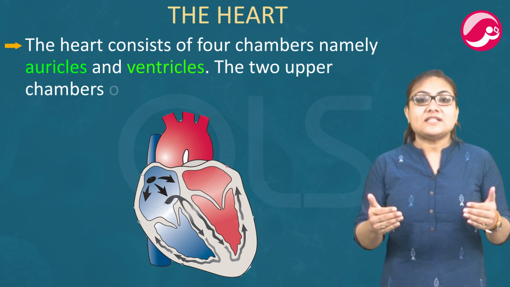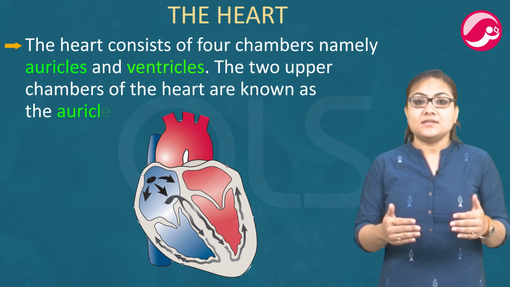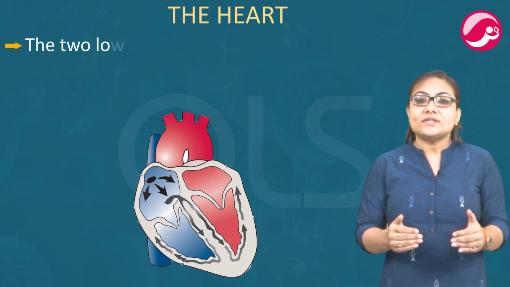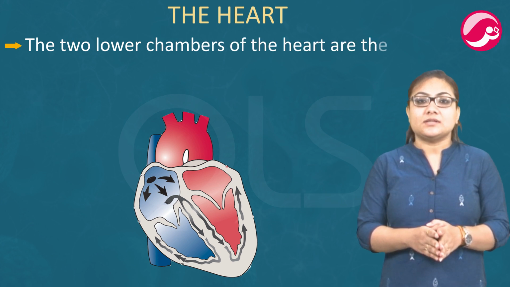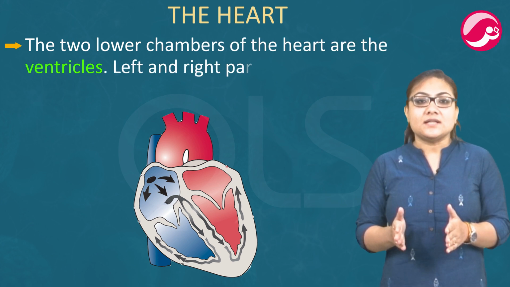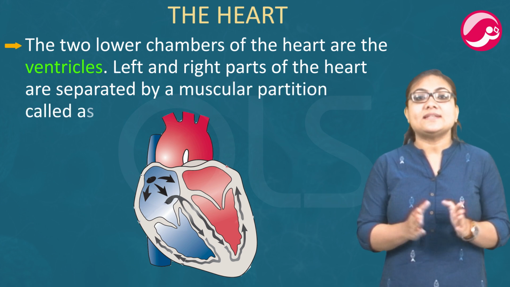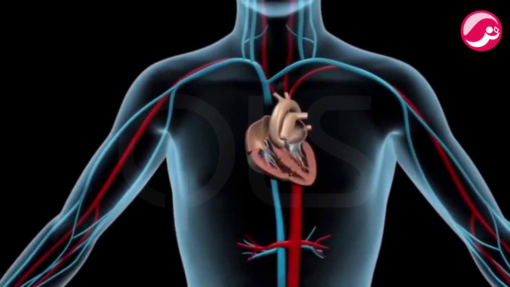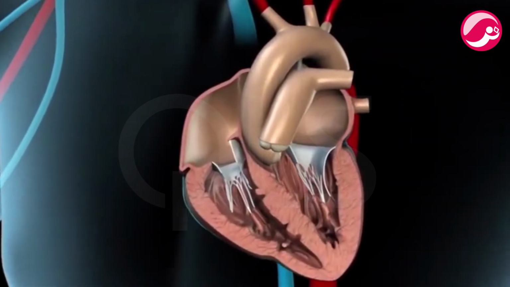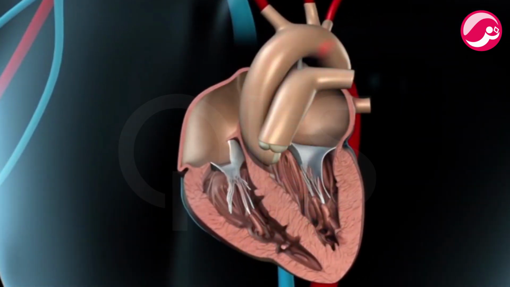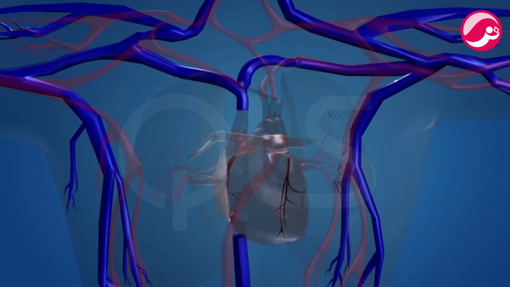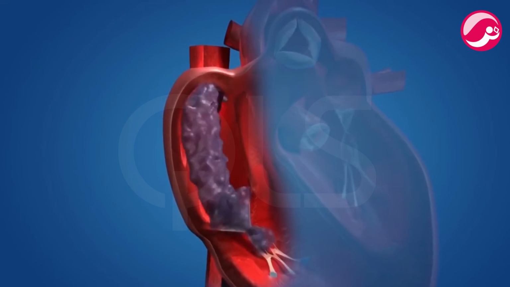The two upper chambers of the heart are known as auricles and the two lower chambers of the heart are called ventricles. Left and right parts of the heart are separated by a muscular partition called septum. Heart has a number of valves which allow the blood to flow in one direction. This prevents the oxygenated blood mixing with deoxygenated blood.